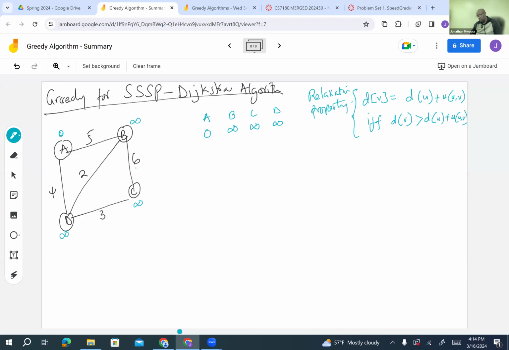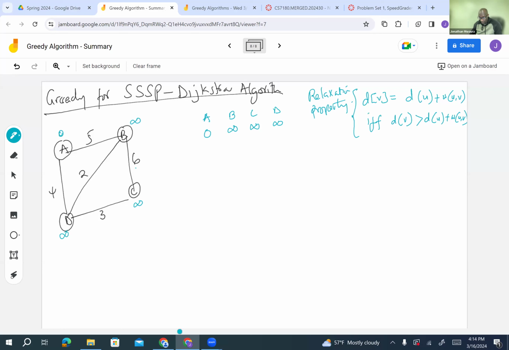Say that this is going to be called relaxation property. So now we have this looking like this. And what are we doing? We consider now from A, we go to all the vertices that A has, the edges which are incident to A, AB and AD.